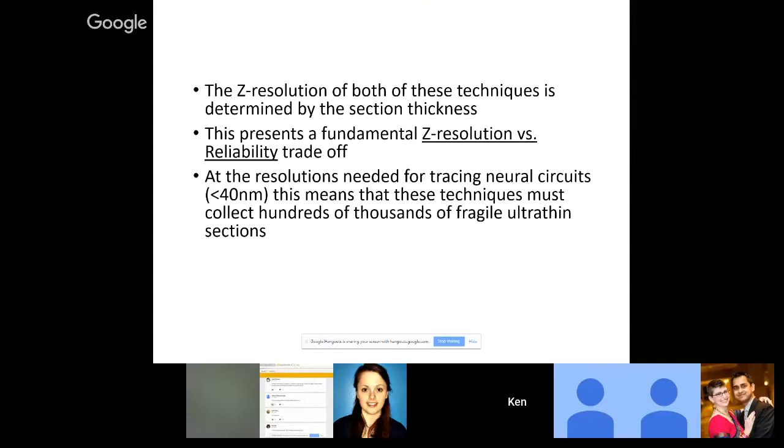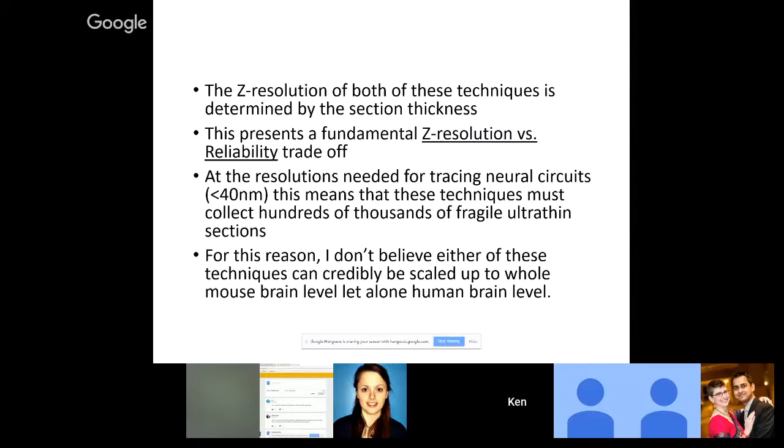At the resolutions needed for tracing neural circuits, which is less than 40 nanometers, probably considerably less than 40 nanometers, this means that these techniques must collect hundreds of thousands, and in a human case, millions of fragile ultra-thin sections. For this reason, I don't believe either of these techniques can credibly be scaled up to whole mouse brain level, let alone human brain level.